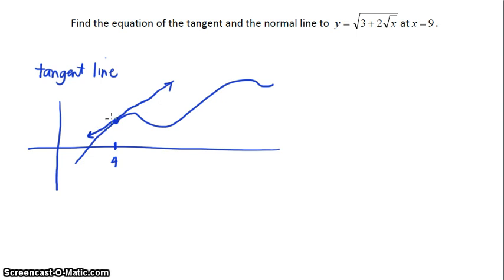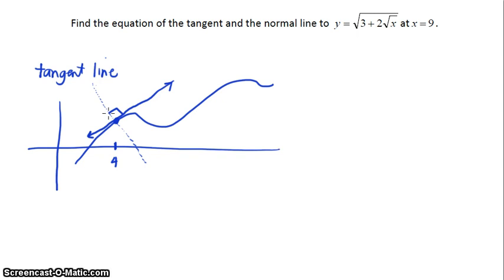Now, what about the normal line? The normal line is the line perpendicular to the tangent line. So the normal line is the line that intersects the tangent line at 90 degrees. Okay, so that's the basic relationship of the tangent line and the normal line.